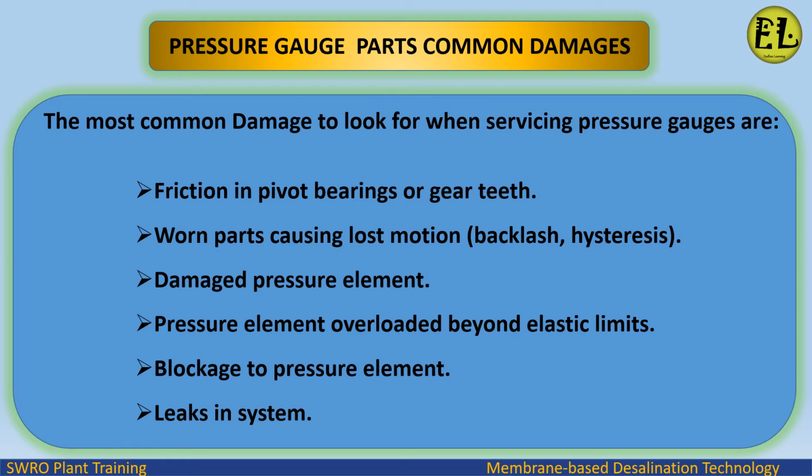Pressure gauge parts common damages. The most common damage to look for when servicing pressure gauges are friction in pivot bearings or gear teeth, worn parts causing lost motion, backlash, hysteresis, damaged pressure element overloaded beyond elastic limits, blockage to pressure element, and leaks in system.